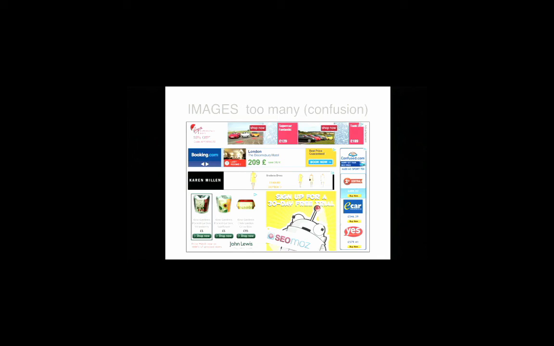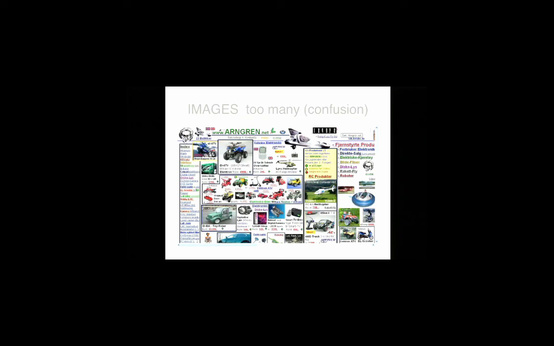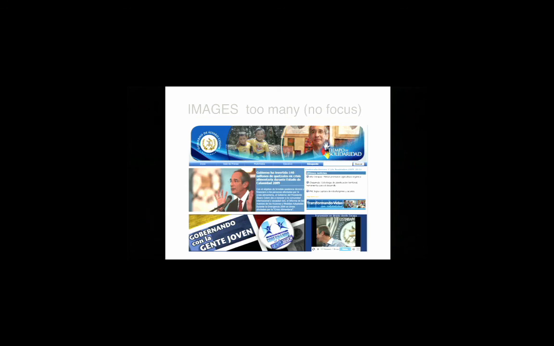Retail sites are notorious for having a lot of images, and they create a lot of visual confusion, and they don't have any kind of hierarchy. Here's another one. You've probably seen things like this. And there's a lot of images here that are all telling the same story. The hierarchy is not clear. You don't know what image you're supposed to look at first.